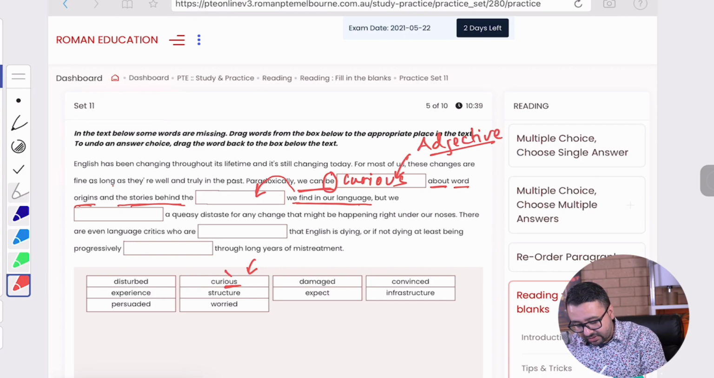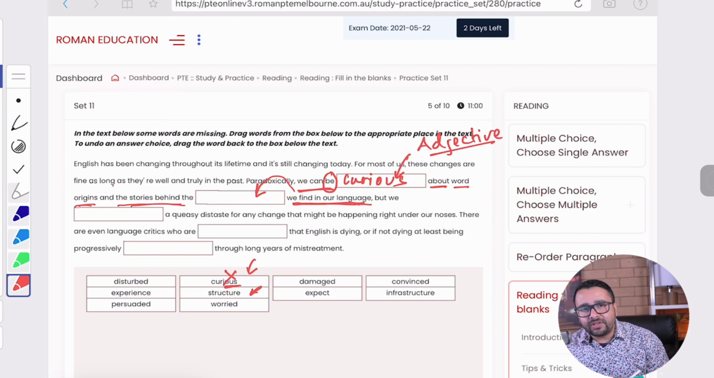Now again, curious is already gone. Now if you look at all the options here and try them one by one, what you can see is structure is the only word that we can find in our language, which makes sense in this context. So looking around the gap, we can get a sense of the context, and we also get a sense of the grammatical form of the word required. And these are the two things we have to keep in mind all the time.